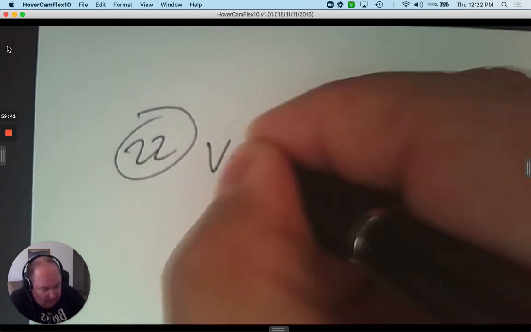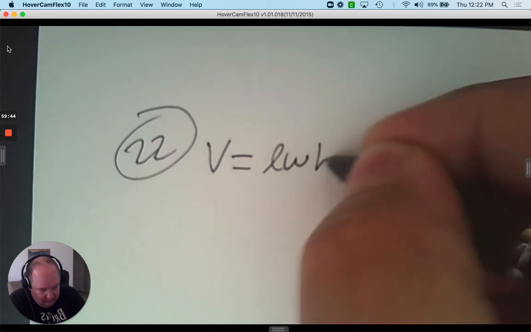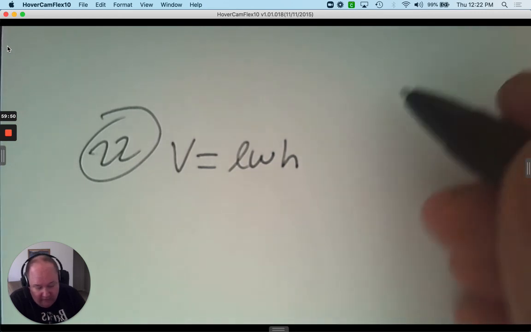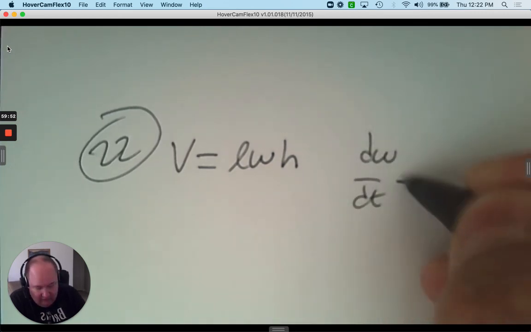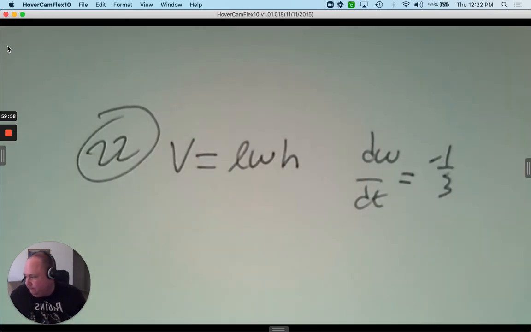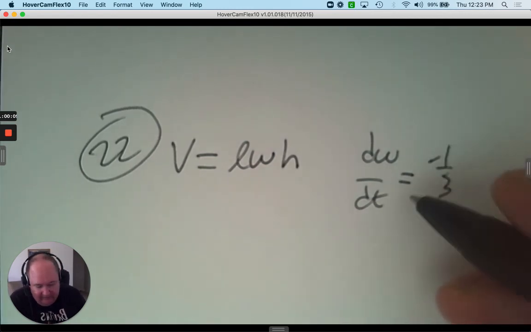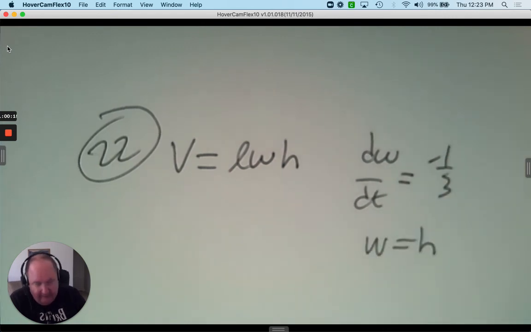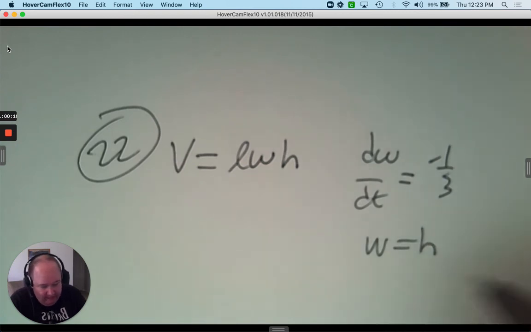So the volume of this block is length times width times height. All of it is changing with respect to time. We know that the width over time is changing at that rate. We know it's 2 by 2 by 3, and it's similar. So that creates a ratio. If it's 2 by 2, that means the width equals the height.